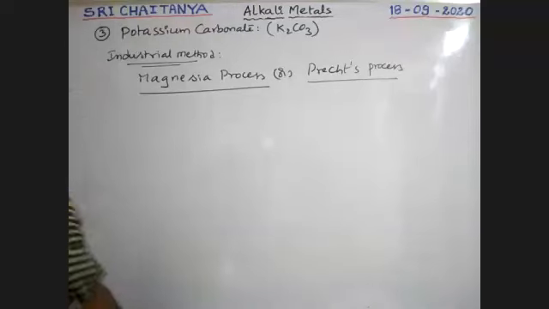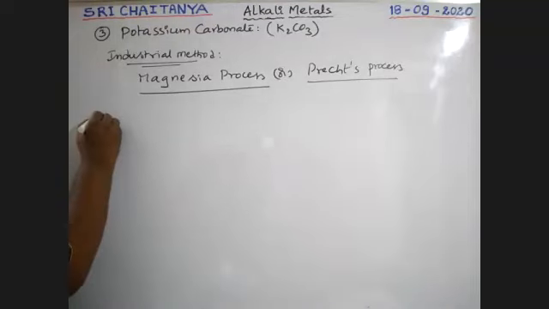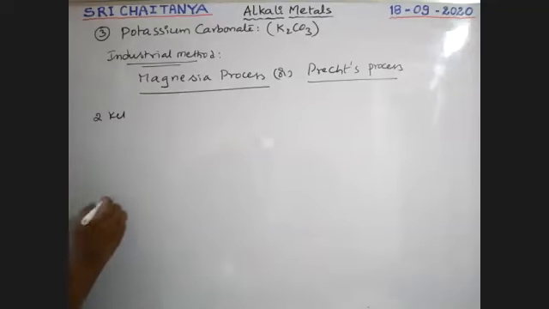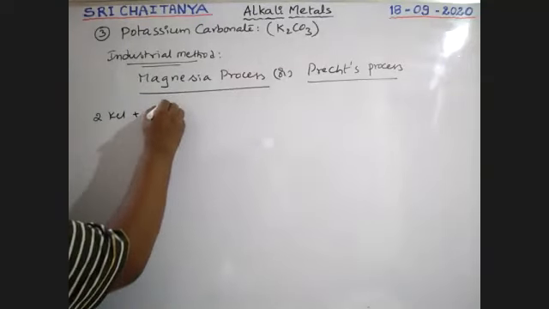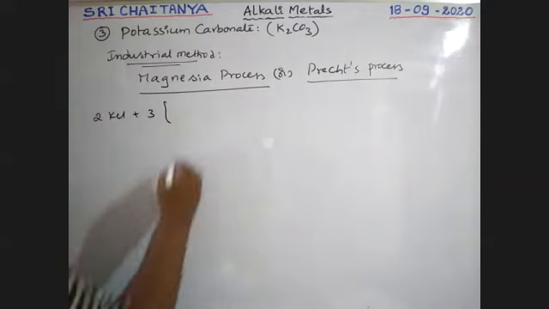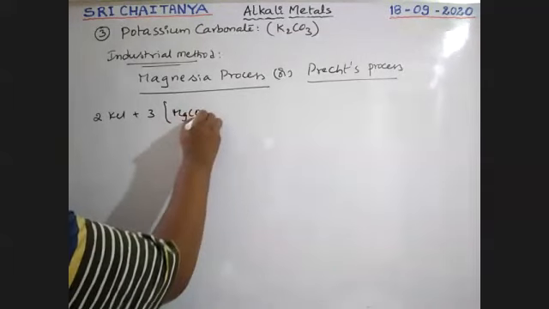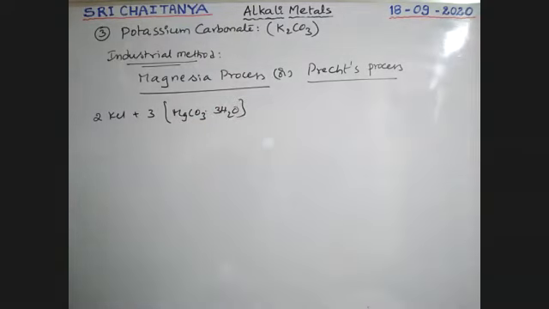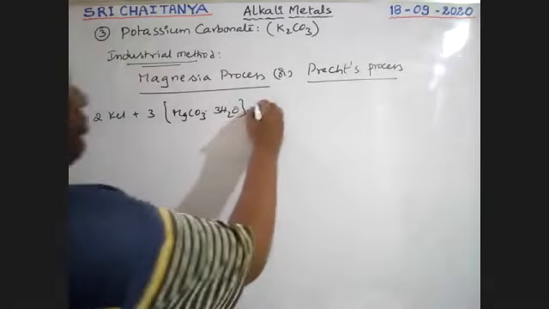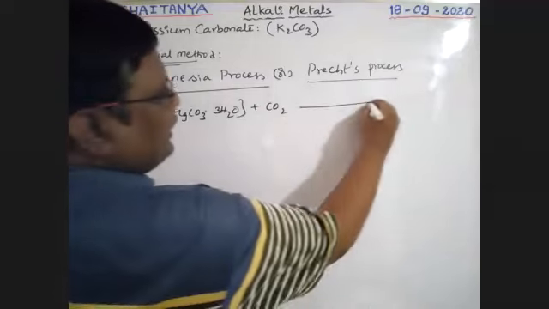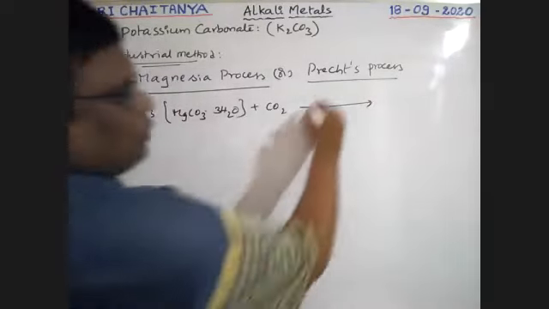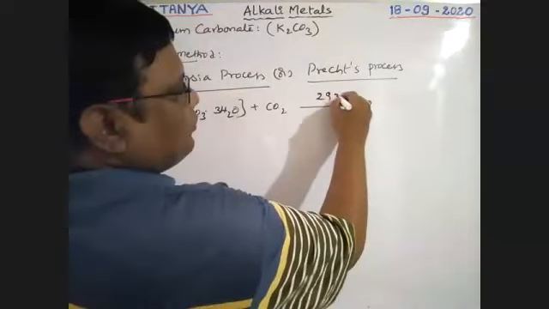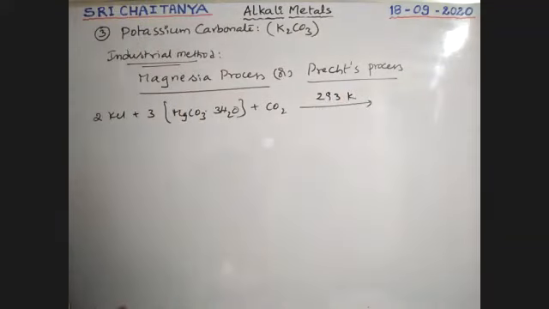See here, what are the reactions here? It starts from KCl. That is 2KCl reacts with 3 moles of magnesium carbonate trihydrate, MgCO3·3H2O, which is called magnesia, plus CO2, heated up to 293 Kelvin.